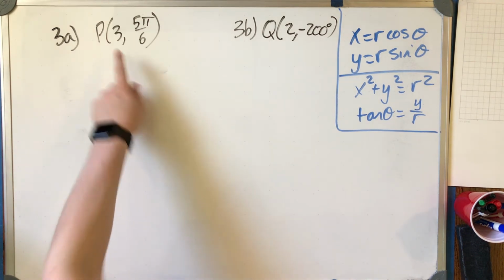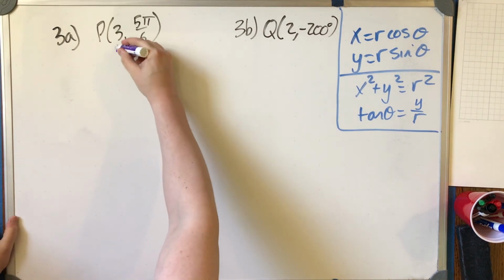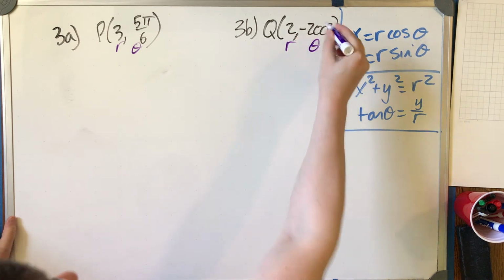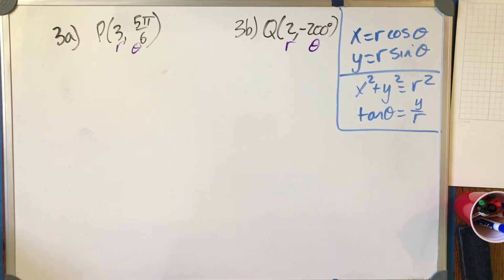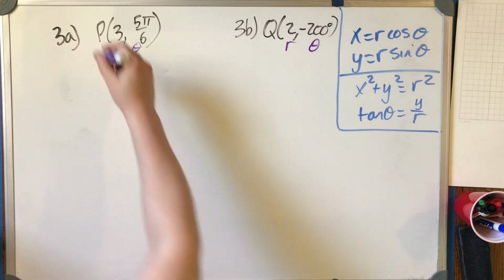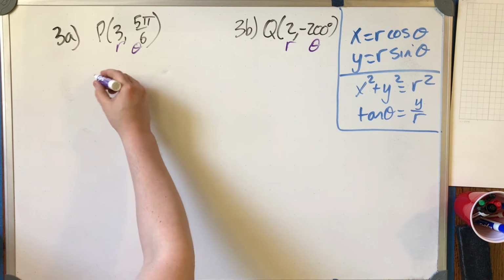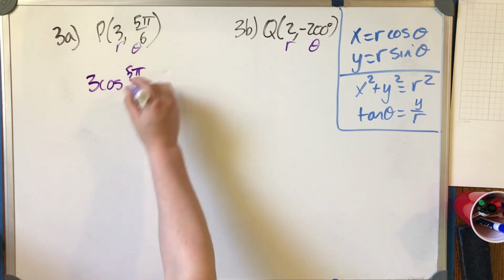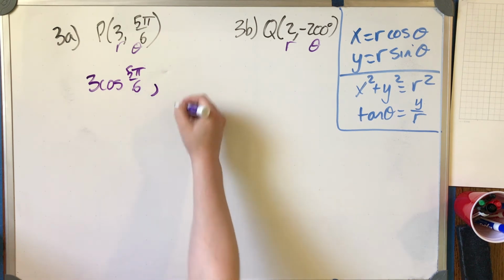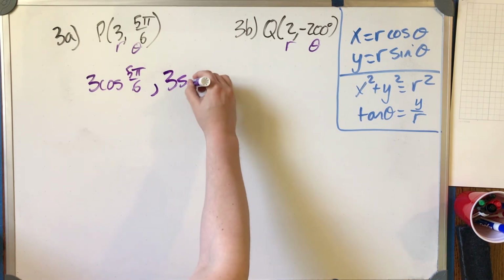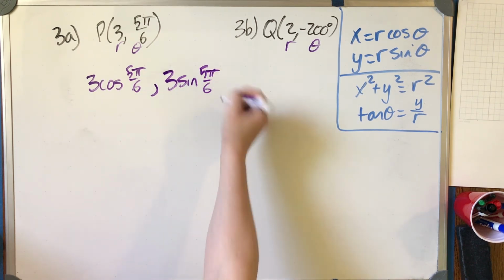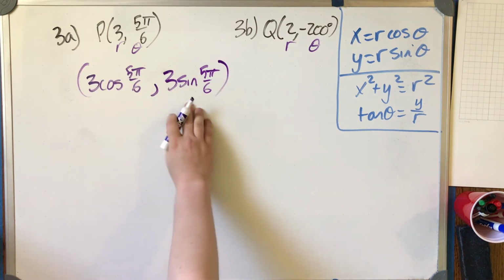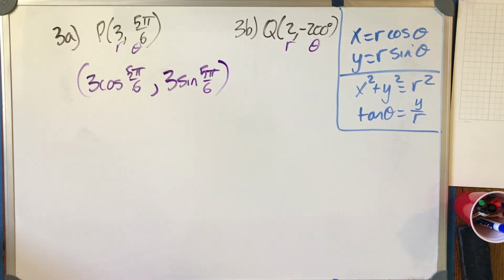So remember that means this is r and theta. And we're being asked to find the rectangular coordinates, which is x and y. So we can just use our conversion over here to say the x equation is going to be r cosine theta. So in this case, that's 3 cosine 5 pi over 6. And the y will be 3 sine 5 pi over 6. So this isn't good enough. We need to keep going and simplify it.